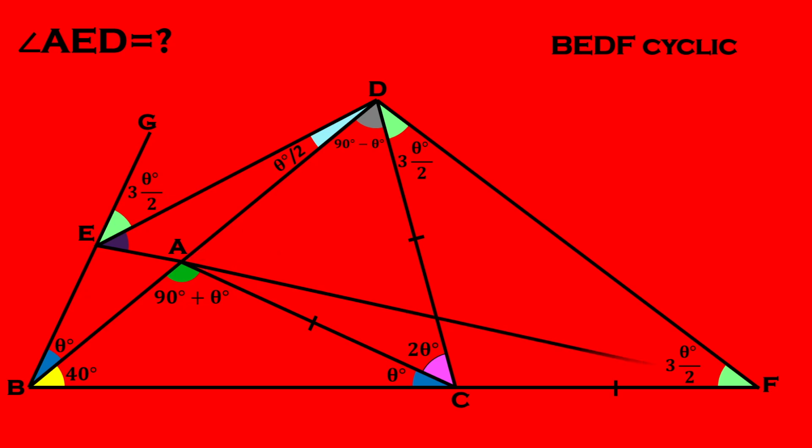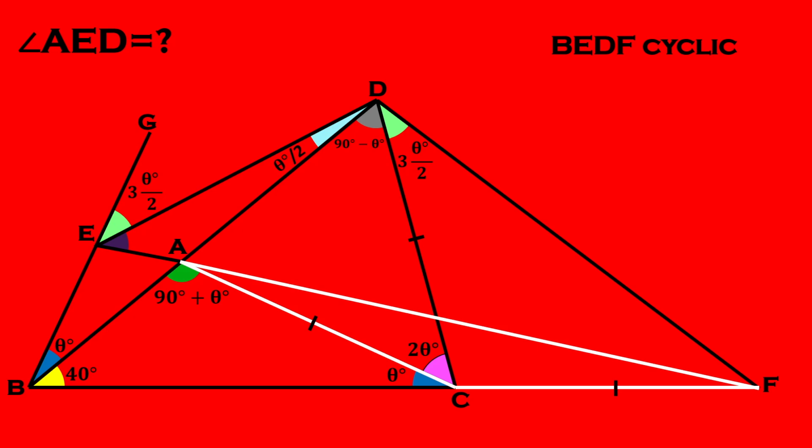Now, we construct segment AF, and we observe this white triangle. It's also an isosceles triangle. And angle BCA is an external angle of this triangle. Therefore, it's equal to the sum of the two remote interior base angles. From that, each of these base angles can be calculated to be 1/2 of theta.